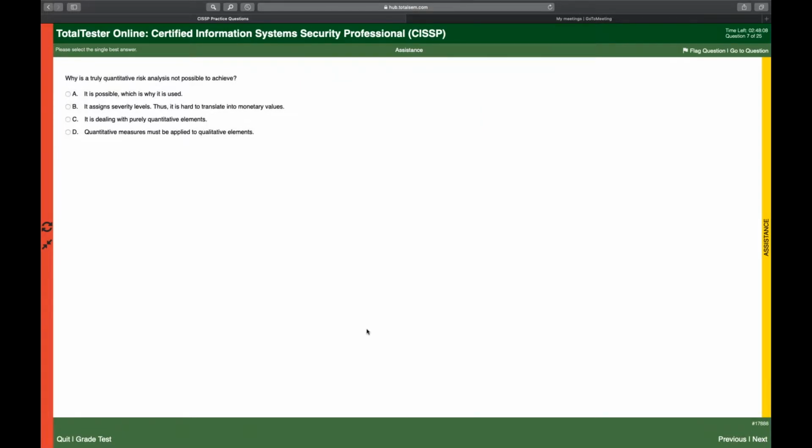All right, number 7, why is a truly quantitative risk analysis not possible to achieve? We talk a lot about this in our boot camp. Truly quantitative. Other times they say purely quantitative.